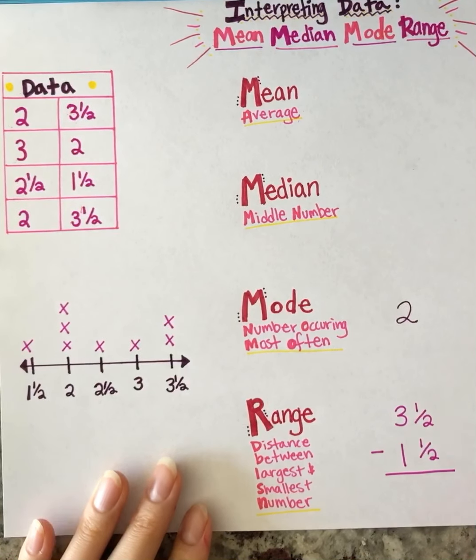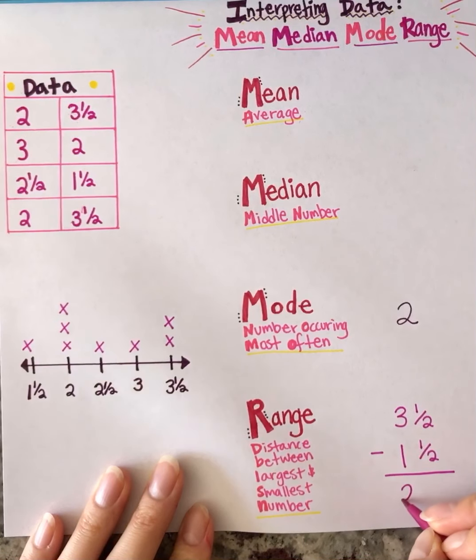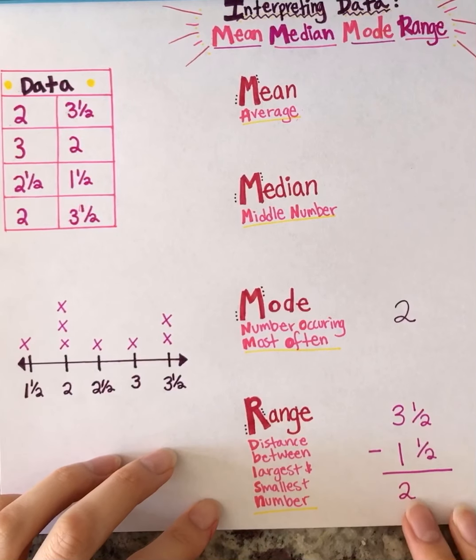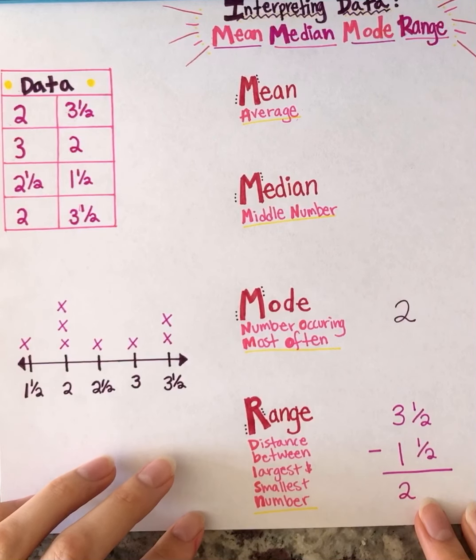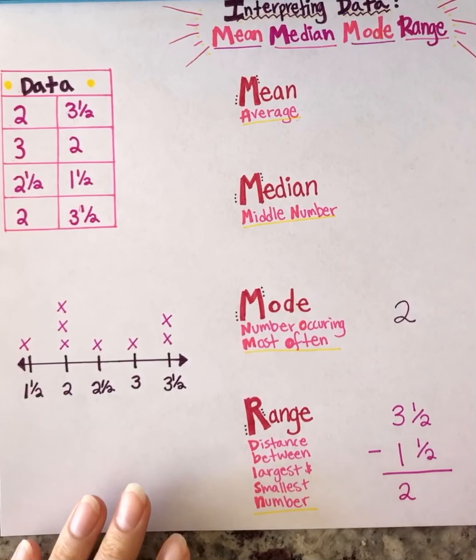And we will be subtracting. So 1/2 minus 1/2 is 0. So they cancel each other out. And then we have 3 minus 1 is 2. So our range is actually 2 as well. So those two are going to be the most straightforward. And we're going to get into a bit more tricky with the mean.